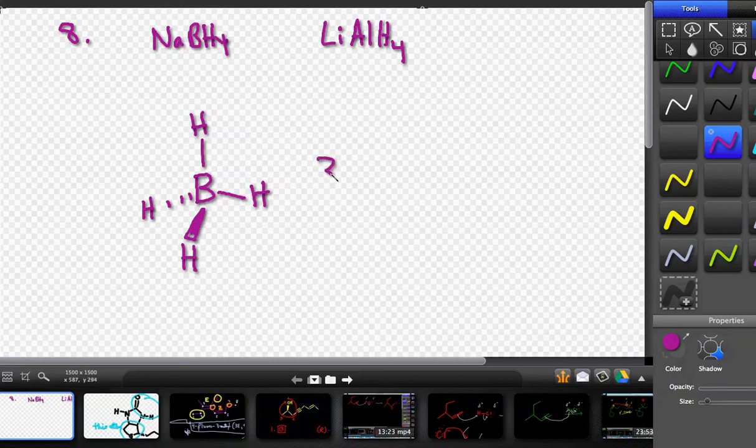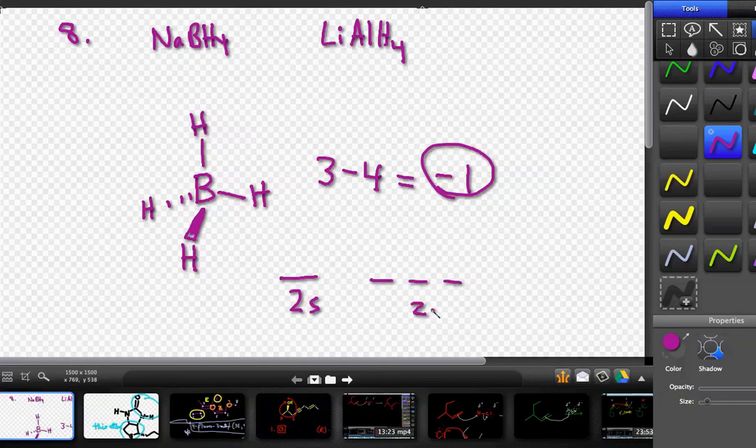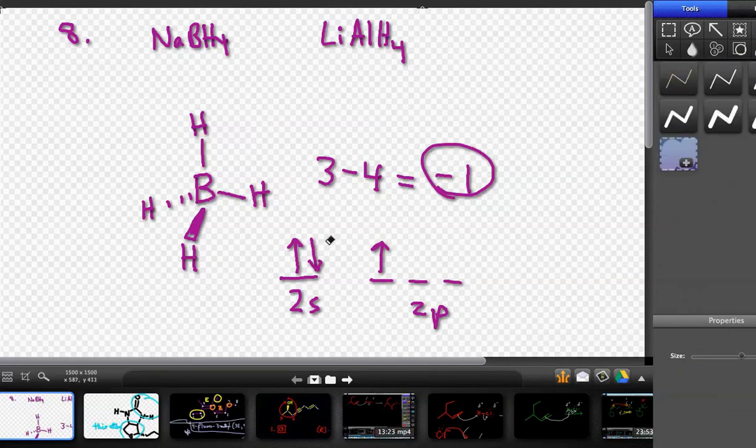Boron has 3 valence electrons. There are 4 atoms bonded to it. And so the formal charge will be -1. You could rationalize this with orbital diagrams. So if we have 2s and 2p, let me put the ground state first. With hybridization, we can promote this electron.